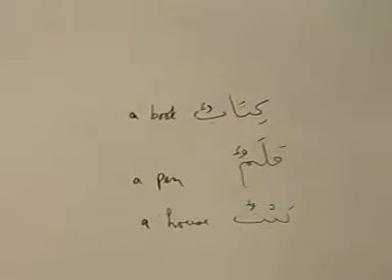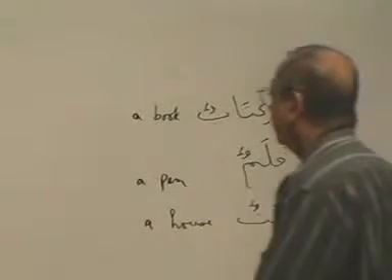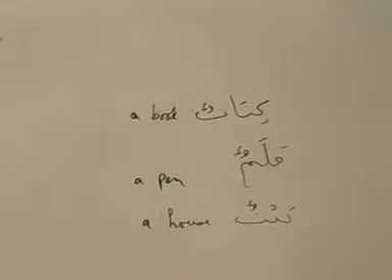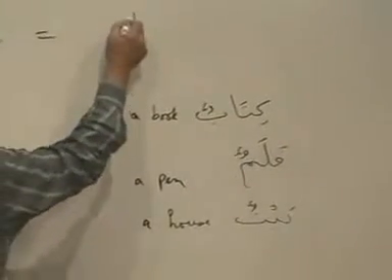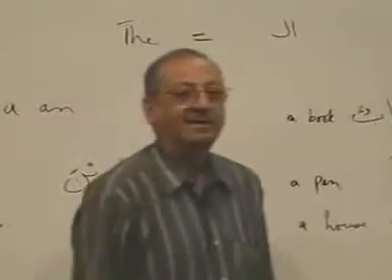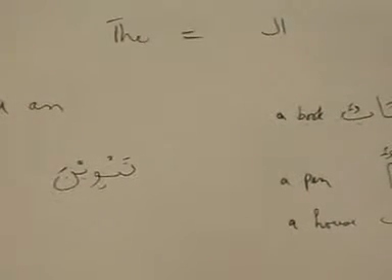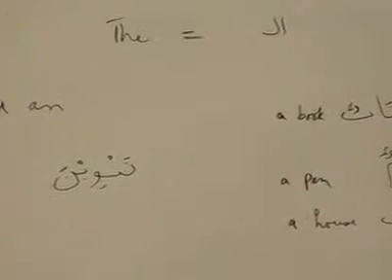And then, how do I make it definite? So, definite, which in English, we have to add "al" to the noun. So I want to say "the book." What will I do now?